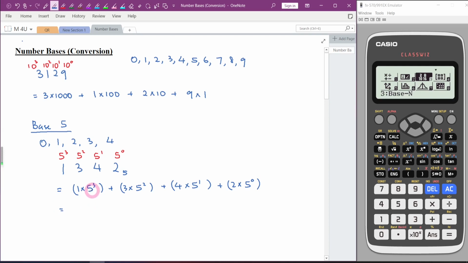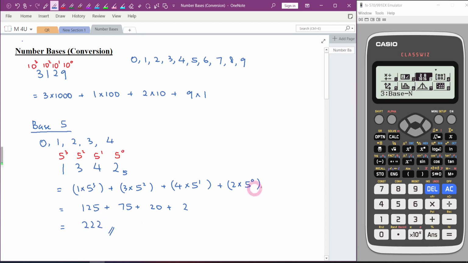Okay, so 5 power 3 is 125. 1 multiplied by 125, you will get 125. And this is 25. 3 times 25 is 75. And this is 5 power 1, which is equal to 5. 4 times 5 you get 20, and 2 times 1, be careful, 5 power 0 is equal to 1, so this will be 2. 125 plus 75 plus 20 plus 2 is equal to 222. So this is in base 10.